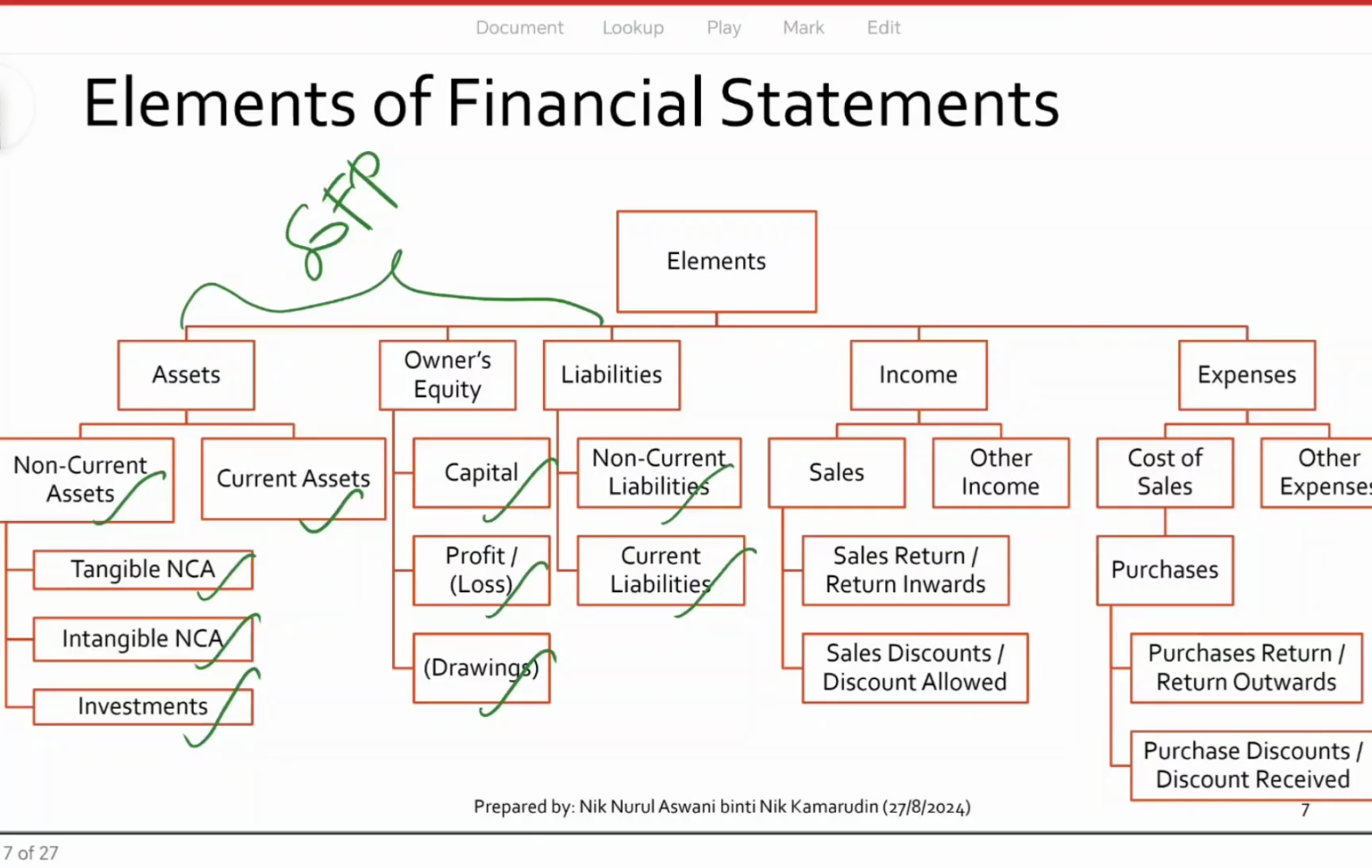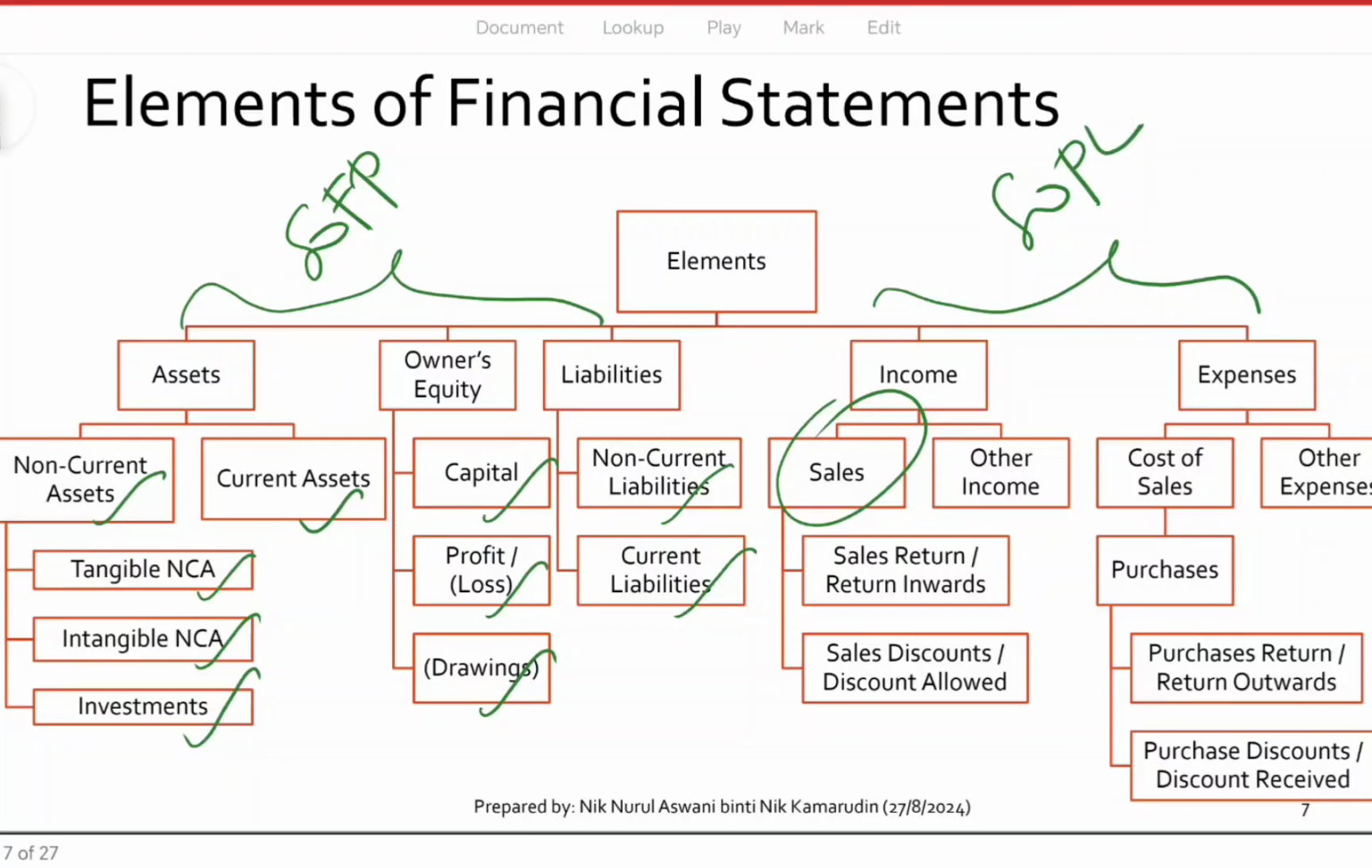Another two elements, the first one is the income and the other one is expense. For the income, the main income of the business comes from the sales. So for these two, we are going to present them in the statement of profit or loss.